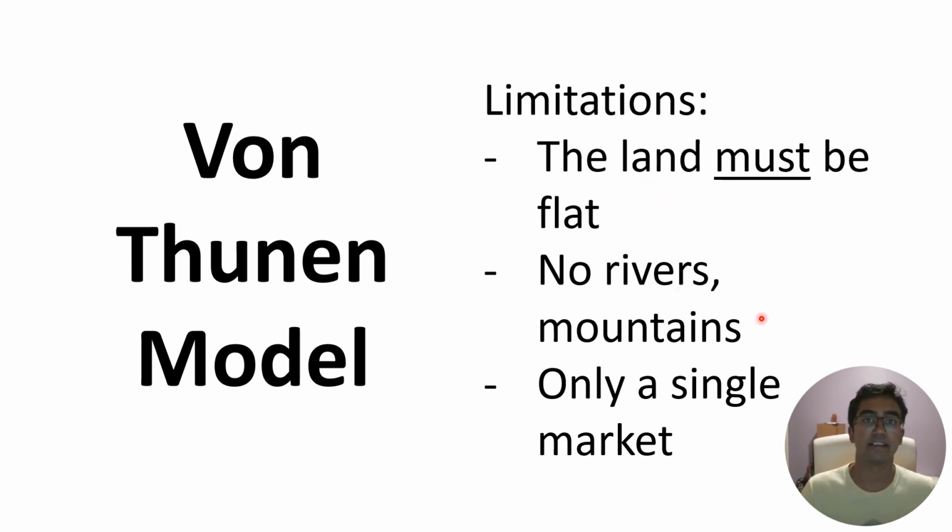Land has to be flat, and it also needs only a single market, and that single market is going to be in the city center. Now, if there are other markets, then the rings will get skewed up because, well, now you can practice your horticulture, intensive farming and dairy farming close to that market in addition to the one next to the city center, because you can sell it to both markets. So in the von Thunen model, there's only a single market.